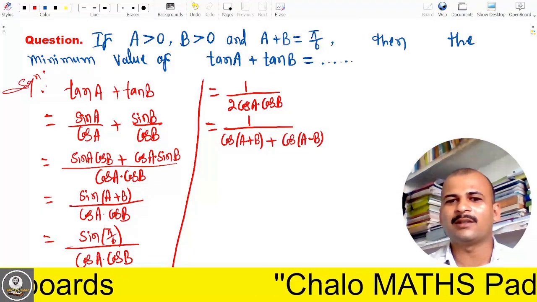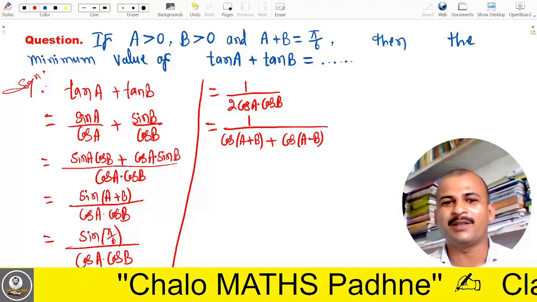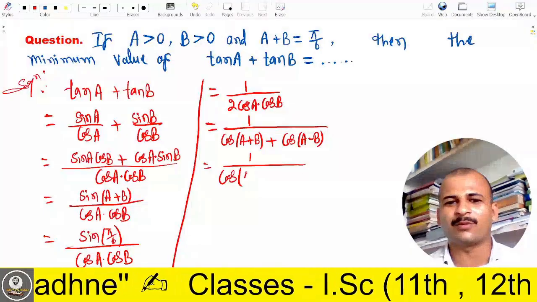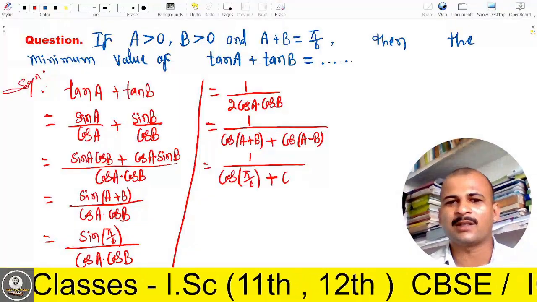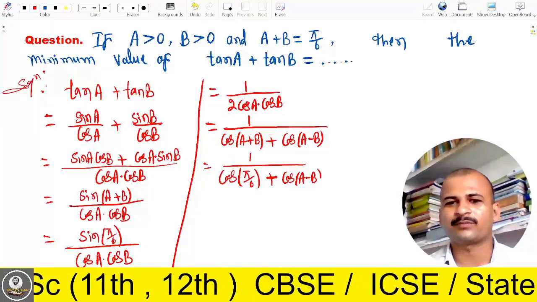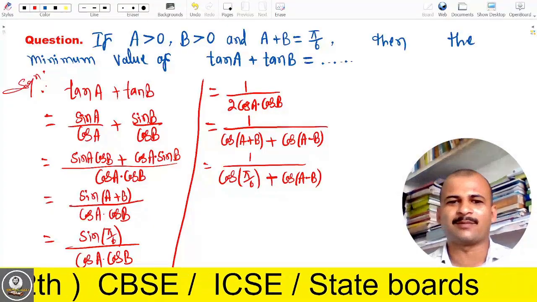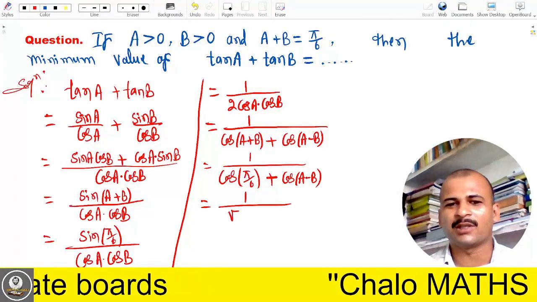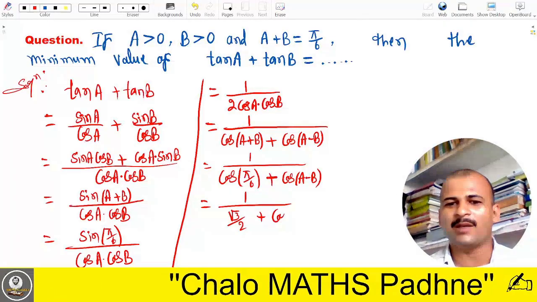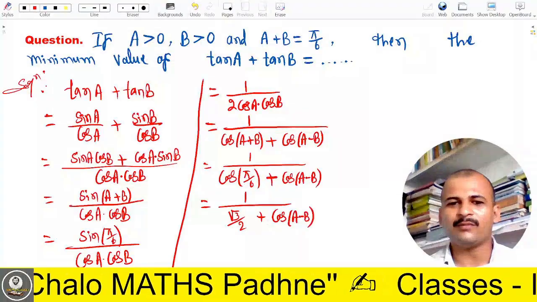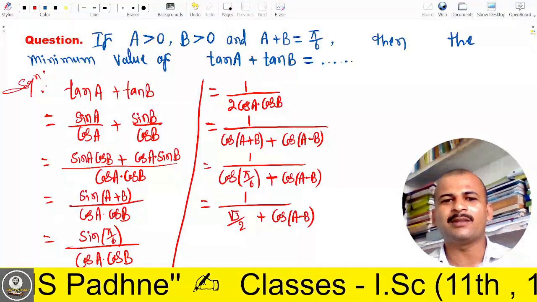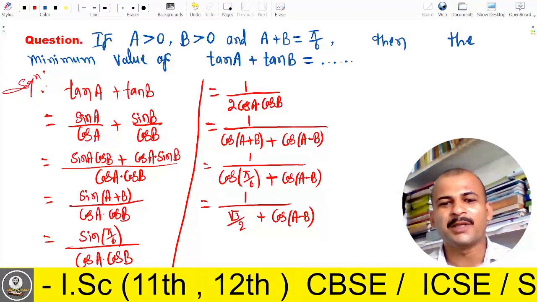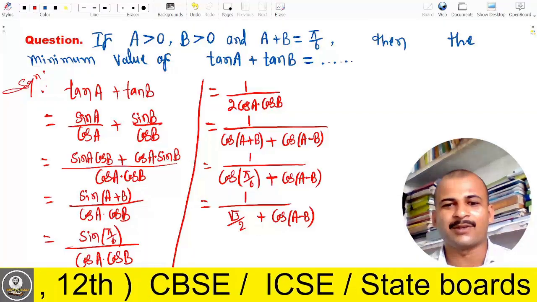Now again we put the value of A plus B, and then we get 1 by cos pi by 6 plus cos(A minus B). Now cos pi by 6, which means cos 30 degrees, is equal to root 3 by 2. So we write here 1 by root 3 by 2 plus cos(A minus B). Now we have to find the minimum value of this expression.